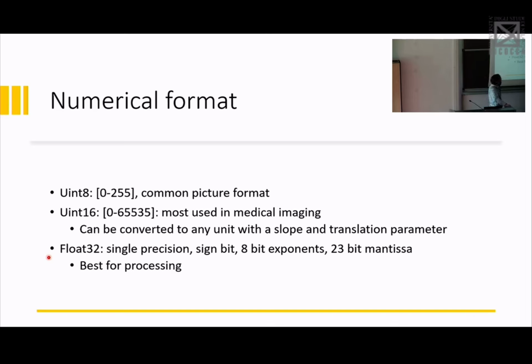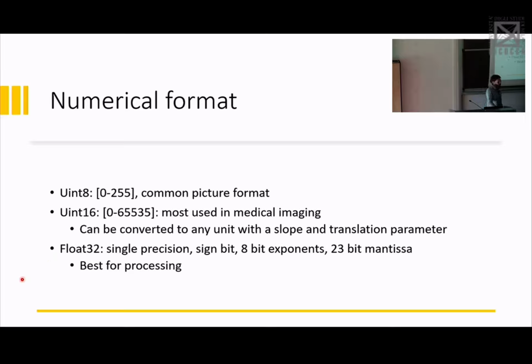Because you save your array with 16 bits, and then you save one parameter, which is a slope and translation parameter. It is two numbers that do scaling, and so you can translate all this dynamic range into whatever interval, single or double precision interval that you might need.